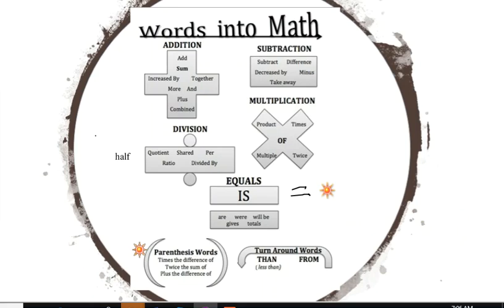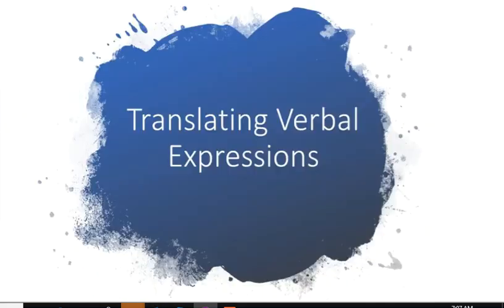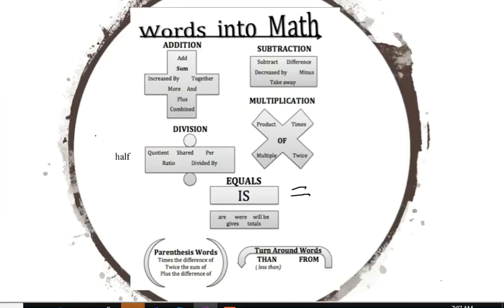Okay, parentheses words. So times the difference of, twice the sum of, plus the difference of. Okay, and I'm going to show you how these parentheses work in today's lesson. And then these ones right here, these turnaround words, than and from. Okay, so with that said, let's go ahead and move to our next slide. And we're going to practice using these words.